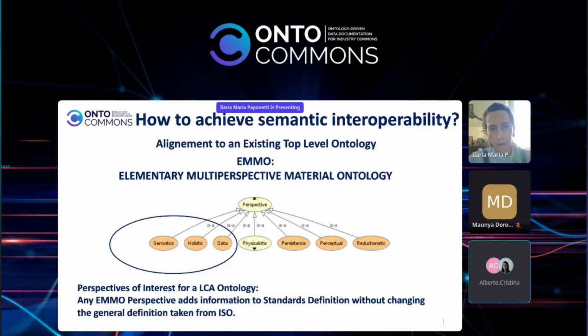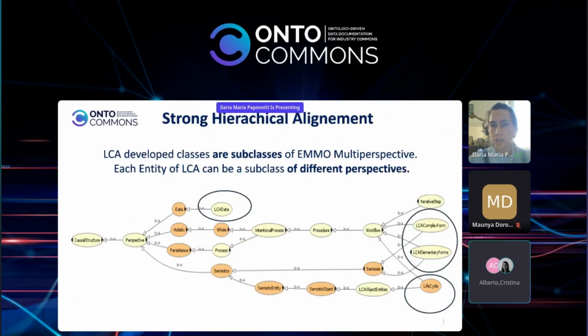Then the second point is to align the lifecycle ontology developed. So align to an existing top-level ontology, EMMO, the Elementary Multi-Perspective Material Ontology, and we focus on three of the perspectives: semiotics, holistic, and data. Any perspective adds information to the standard definition without changing the general definition taken from the ISO.